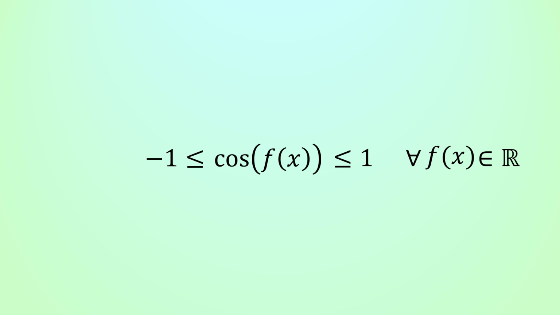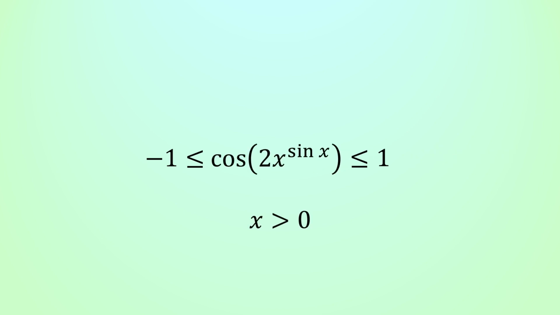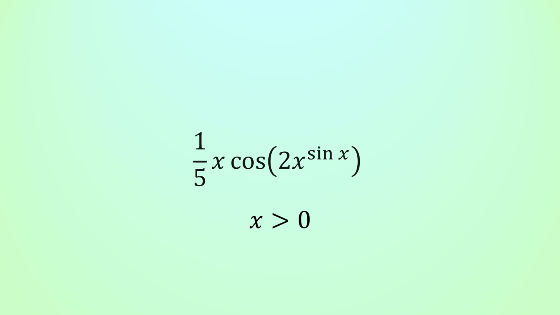Which is great news, as it means that cos of 2 lots of x to the power of sine of x must still be between 1 and minus 1, as long as we're dealing with x values greater than 0, because that will ensure we're dealing with real values. We're then allowed to multiply that function by x over 5, and because x is a positive number, we're allowed to multiply the bounds in the inequality by that too, meaning this function must be less than or equal to 1/5 x, but greater or equal to minus 1/5 x, in other words minus 1 times 1/5 x.